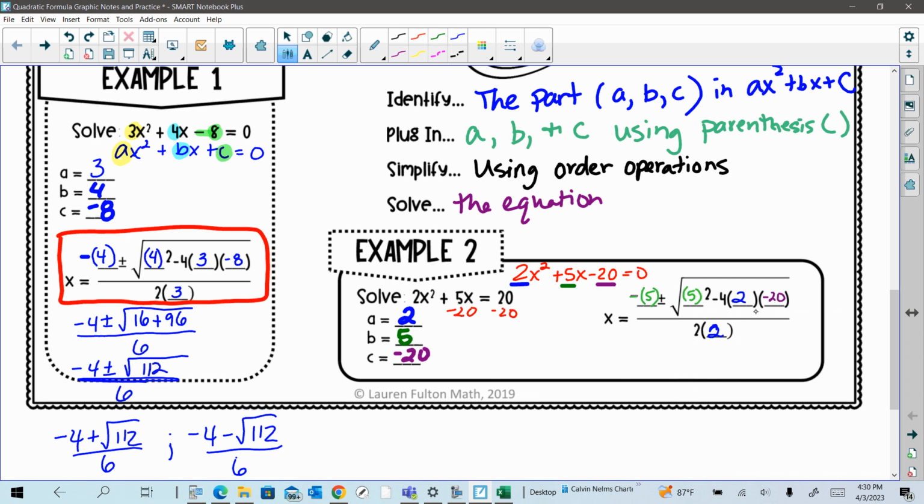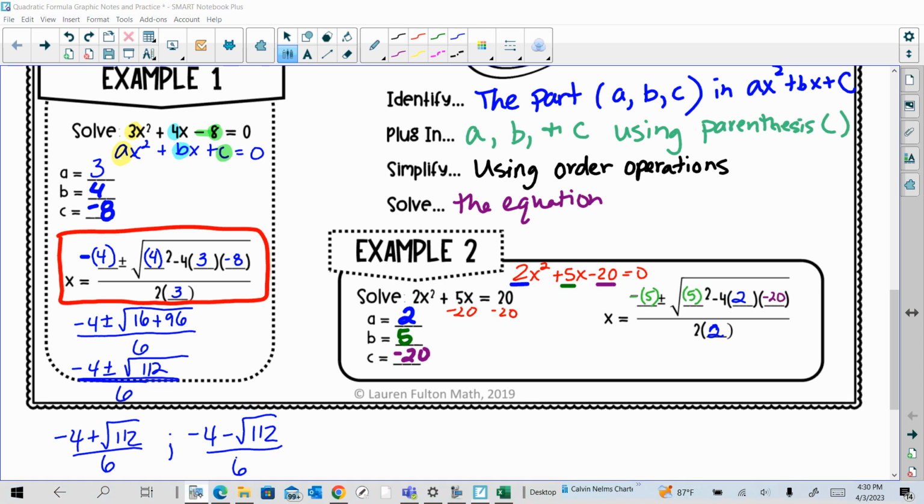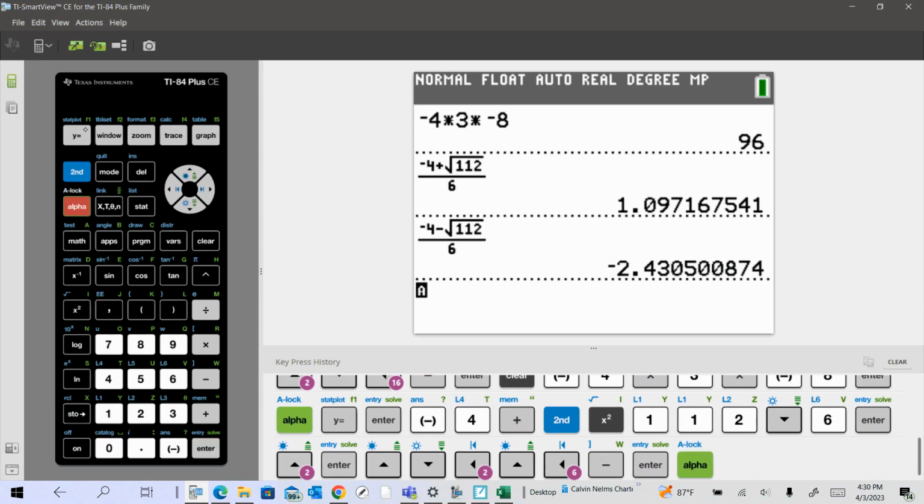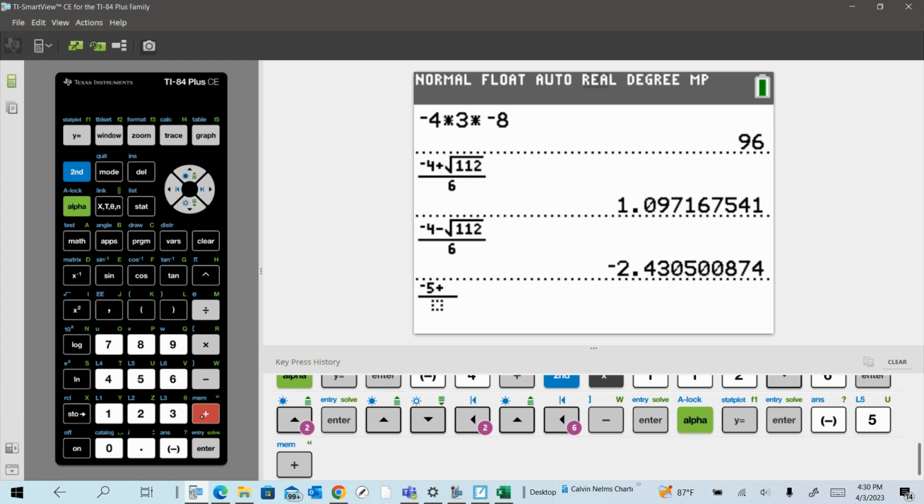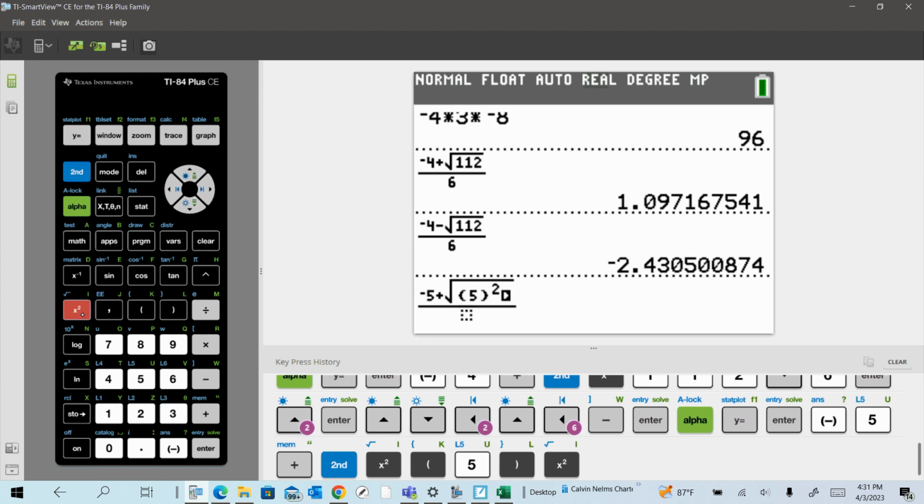Okay, so this is what I'm saying. We can do this in the calculator. So go to your calculator, and we're going to do alpha y equals, hit enter to get our fraction box. We're starting off with a negative 5. Now, I know we can't put plus or minus, but we're just going to do one with plus and one with subtraction. So we're going to do the first solution with plus. Then do second x squared to get our square root symbol, our radical sign. Then we're going to do parentheses, 5, close the parentheses, and square that number.